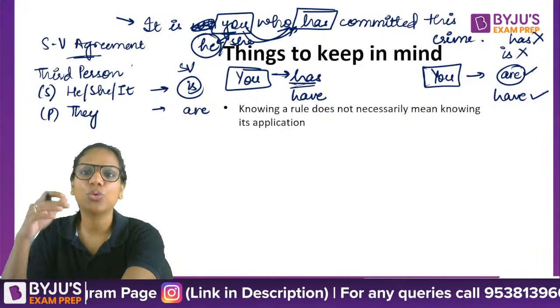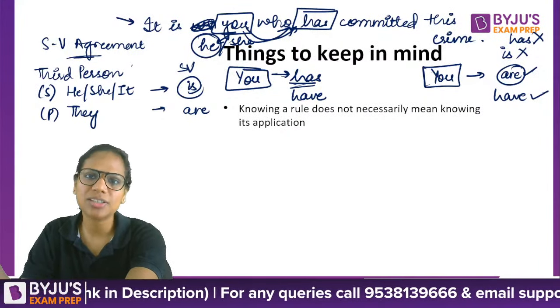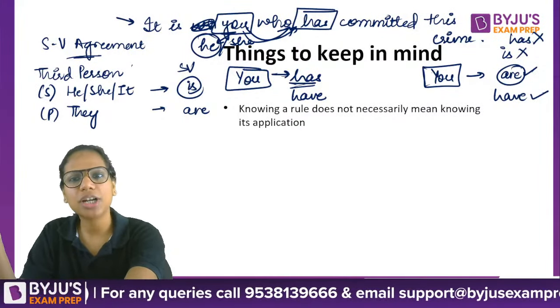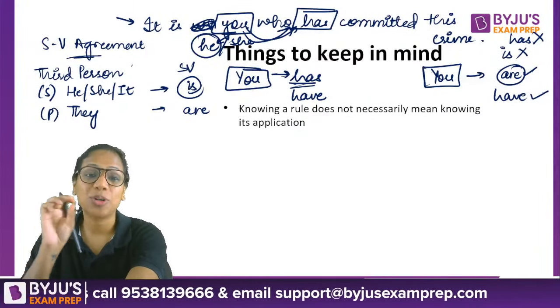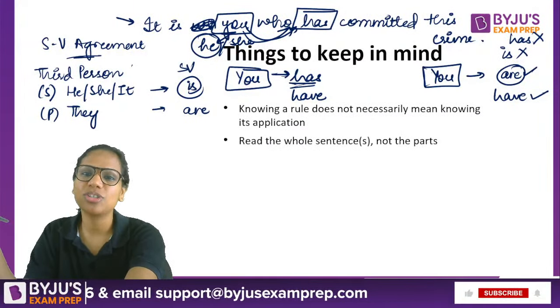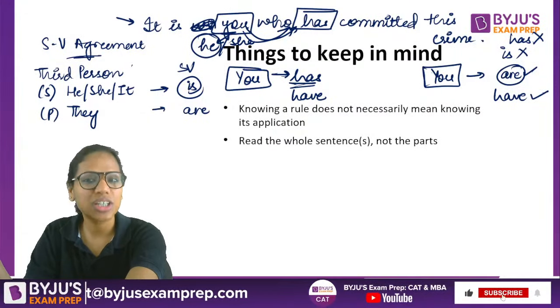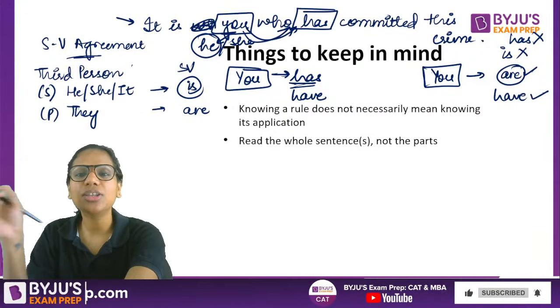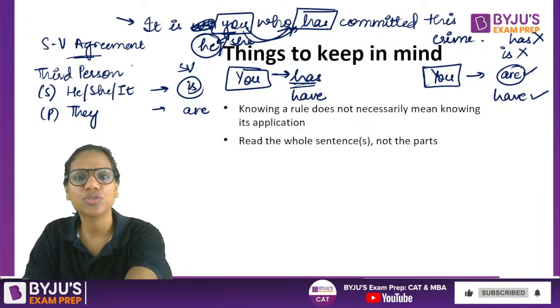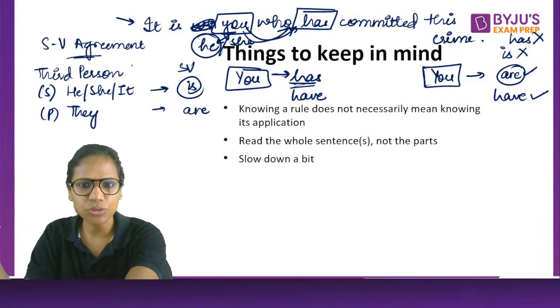What I'm trying to say is that knowing a rule does not necessarily mean knowing its application. Intuitively, you know that with "you" we use "have", but when I give it to you in the form of a question, some of you just skip it, some of you just ignore it. So read the whole sentence, not just the parts of the sentence that are given to you.